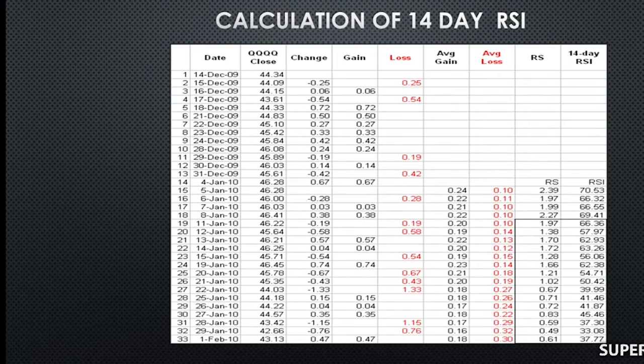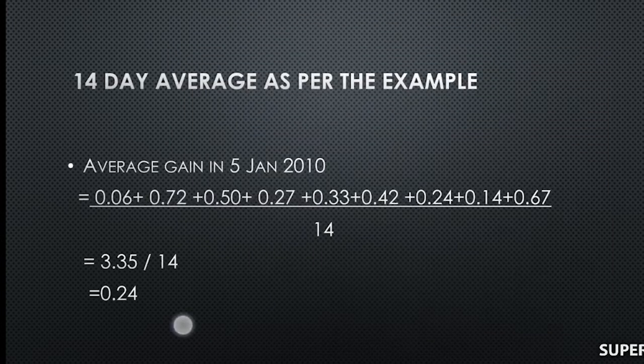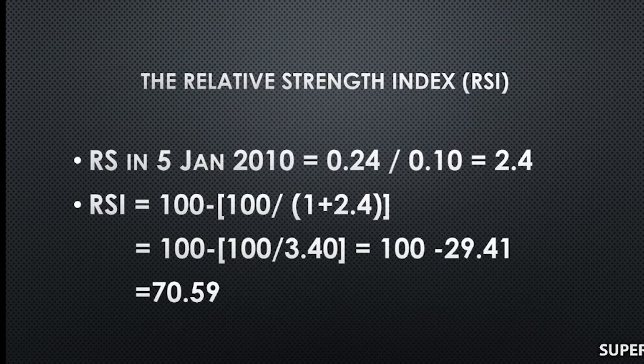And for calculating the relative strength, the equation is average gain per day divided by average loss per day. So the 5th January's relative strength RS is equal to 0.24 divided by 0.10. That's equal to 2.4, which is the relative strength.